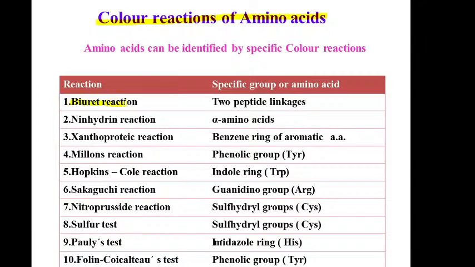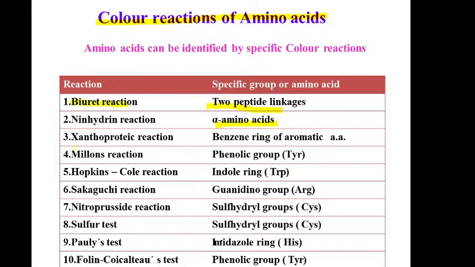So we have the biuret reaction. This is also a reaction of amino acids. From biuret we will get two peptide linkages. From the ninhydrin reaction we will get alpha amino acids. So all these are tests which are specific for specific amino acids.